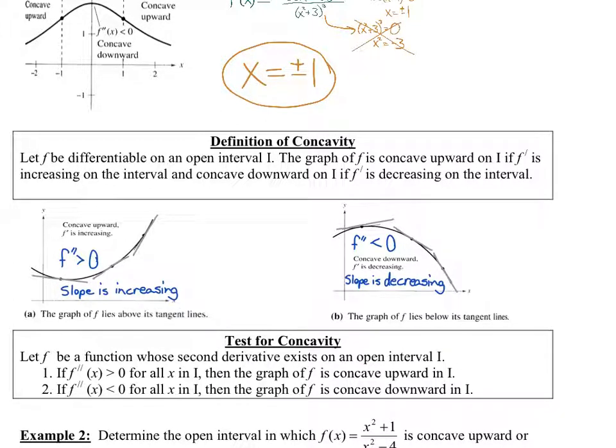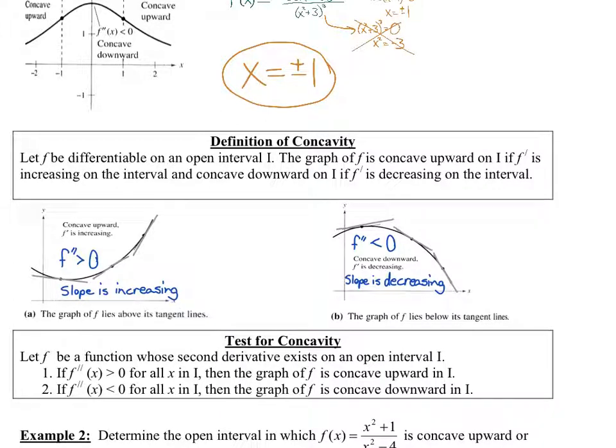Okay? So is that supposed to be the second derivative or the first? Because in the box it says the first. Well, yes. F prime will be increasing if we're concave up. F prime will be decreasing if we are concave downward. So the slope is your f prime, the derivative. You're thinking about the slope of the slope.